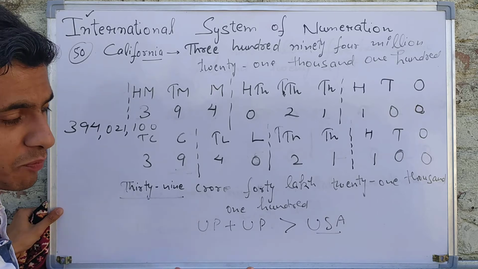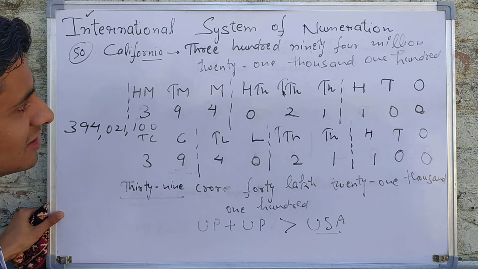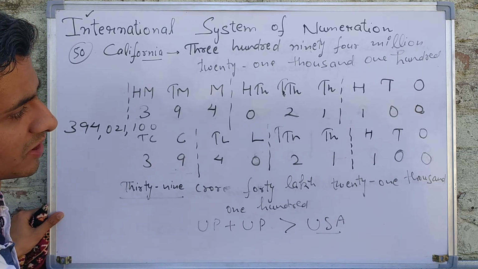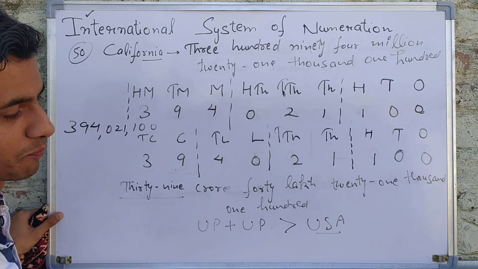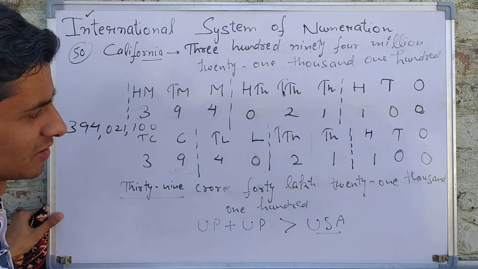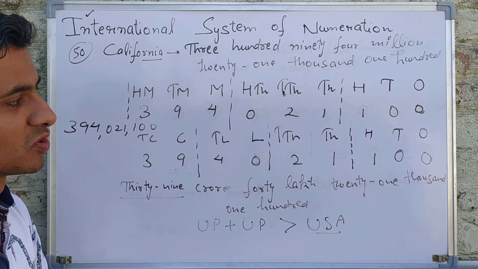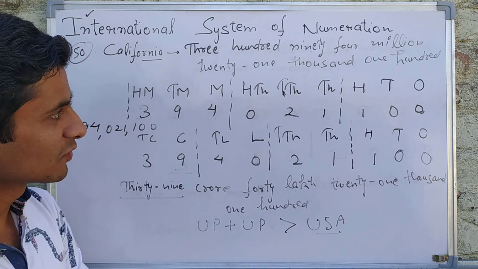So India is very populated, very diverse, rich in numbers, rich in culture, and a melting pot of cultures. So India is very rich as compared to USA in terms of numbers and in terms of culture. Okay, so that was all for today.